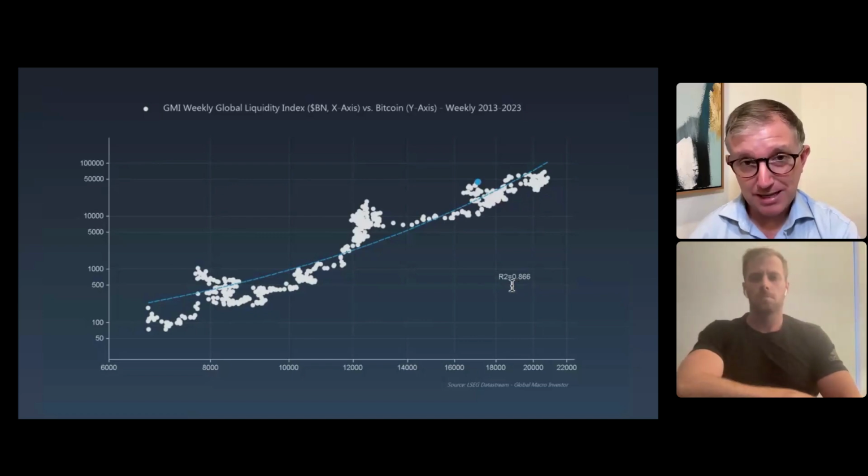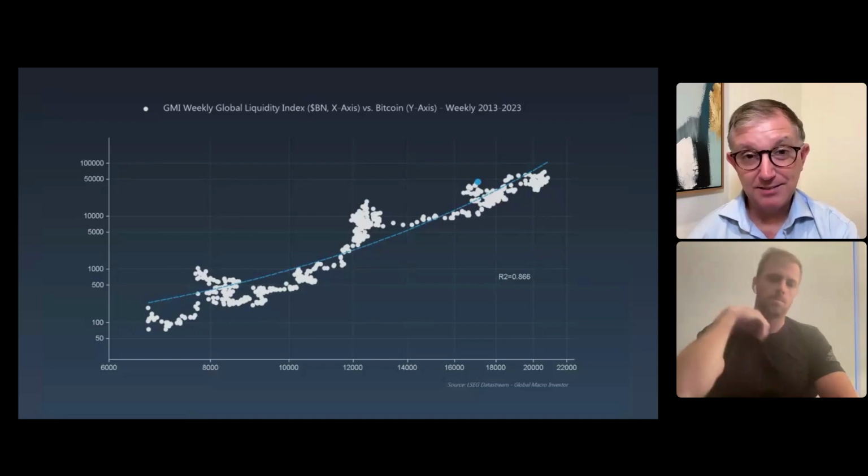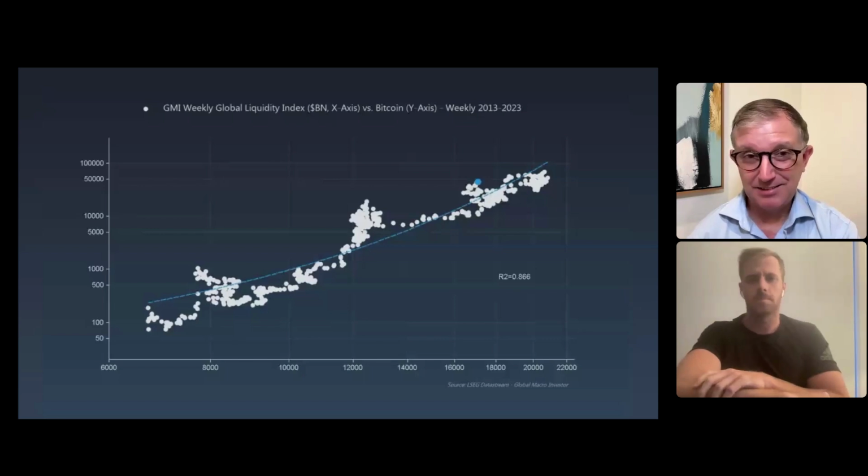And in fact, what's really interesting about this is that it would be even more correlated if we didn't see the massive spikes up in the price of Bitcoin that we do. So you really can think of it effectively as an exponential gold, which, for those who have the tolerance for that, is absolutely the way to play the liquidity cycle.